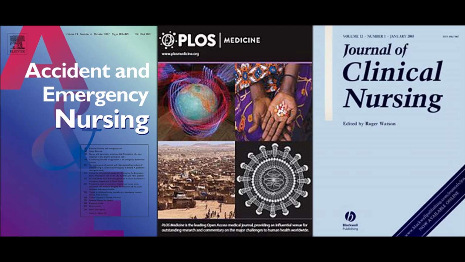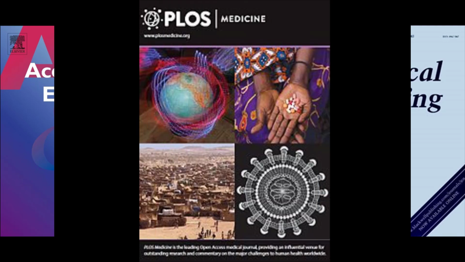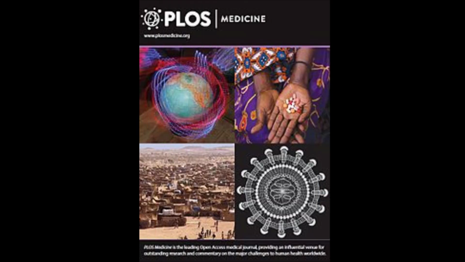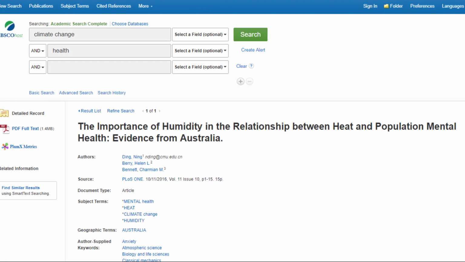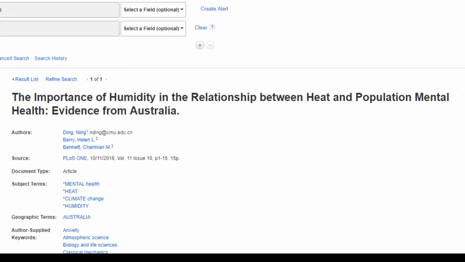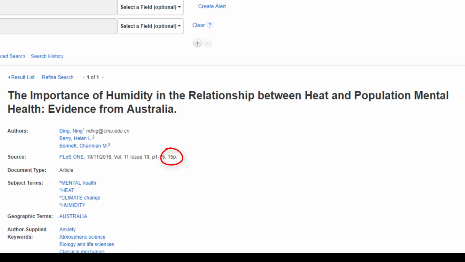When we look at that in the context of a scholarly journal article, we can see that as a group, these journals have a fairly serious tone. The covers are informative and not flashy. Let's look inside a scholarly journal at one of the articles. Here is one scholarly article. As we can see, this article is 15 pages long.